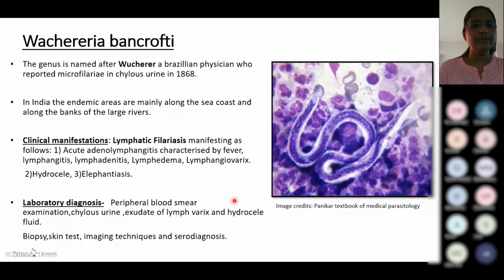So, Wuchereria bancrofti. In India, the endemic areas are mainly along the sea coast and banks of the large rivers, and clinically it causes lymphatic filariasis, which manifests as acute adenolymphangitis characterized by fever, lymphangitis, lymphedema, hydrocele and elephantiasis. Lab diagnosis is done by peripheral blood smear examination, urine examination, exudate of lymph varices and hydrocele fluid, biopsy, skin test, imaging techniques, and serodiagnosis. Here, on the peripheral blood smear examination, microfilaria can be seen.